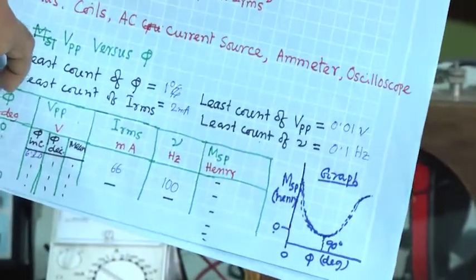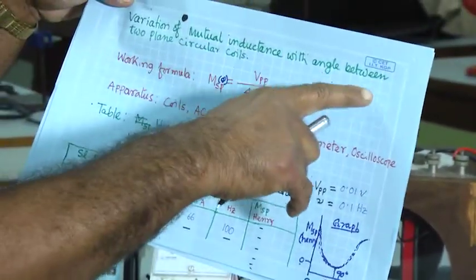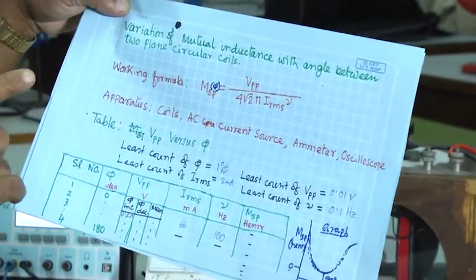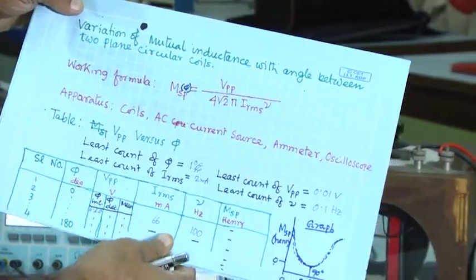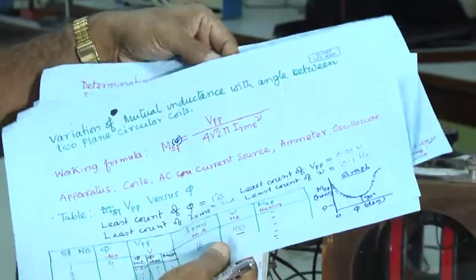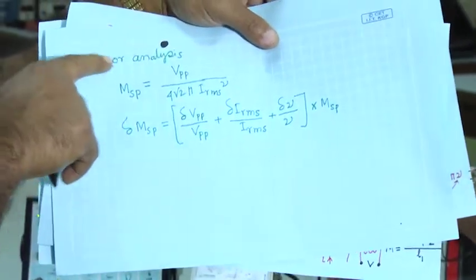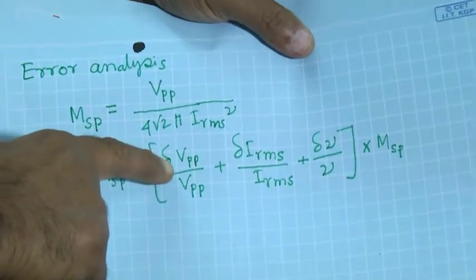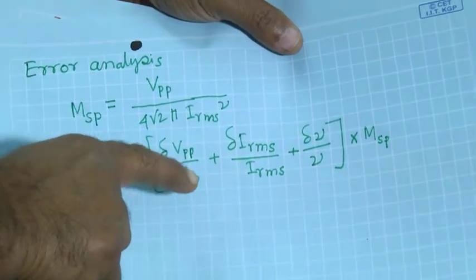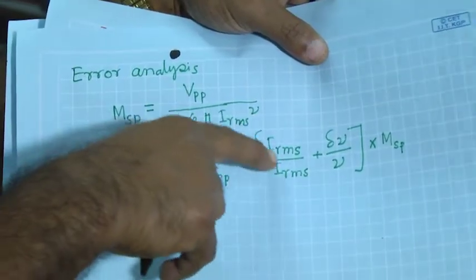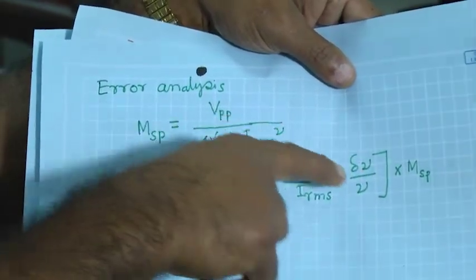So that is the experiment, studying the variation of mutual inductance with the angle between two plane circular coils. This is the experiment I demonstrated. If you want to calculate the error, this is the error working formula: delta VPP by VPP plus the error in I and then the error in nu.